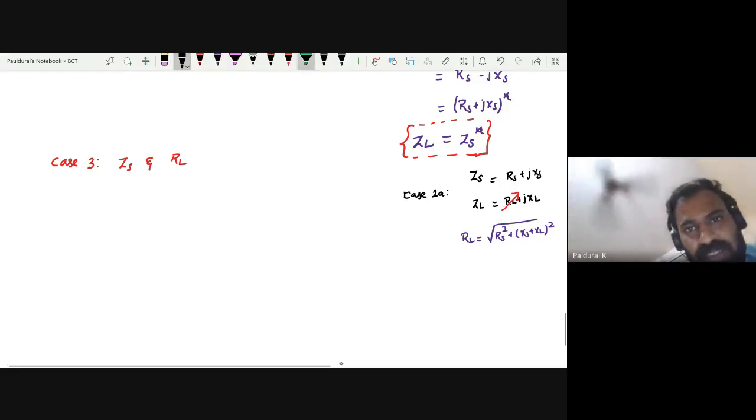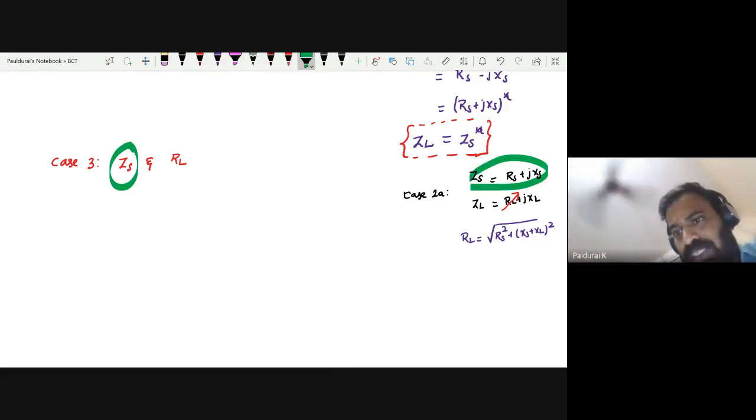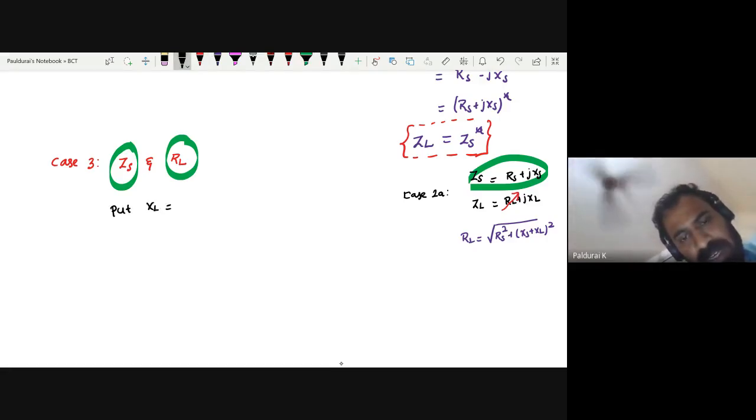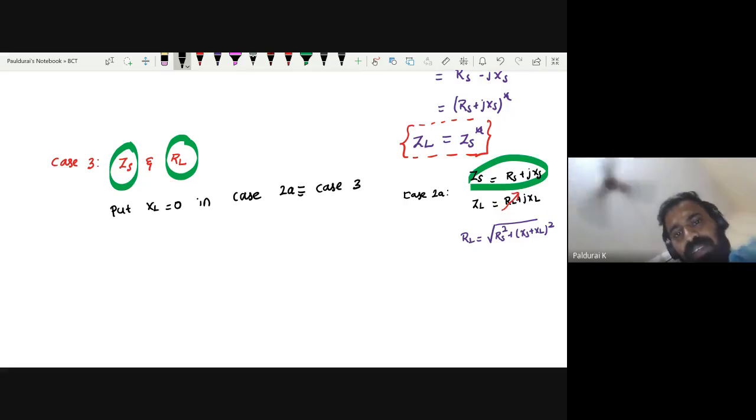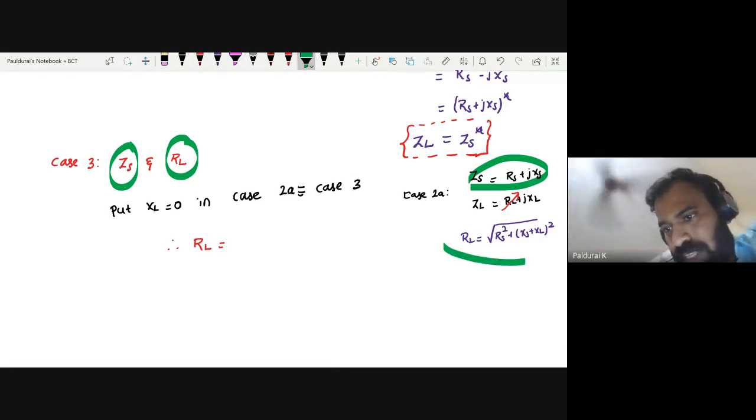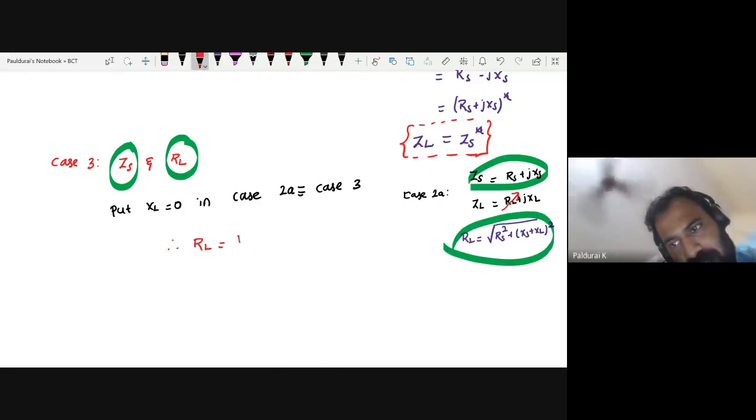Now what is case 3? See, same case. I'm having ZS, but I'm having only RS and RL. Therefore, what happened to XL? So put XL equal to 0 in case 2A, that is equal to case 3. Got my point? So now what is my load here? From case 2A, this is my RL. RL equals square root of RS squared plus (XS plus XL) the whole square.